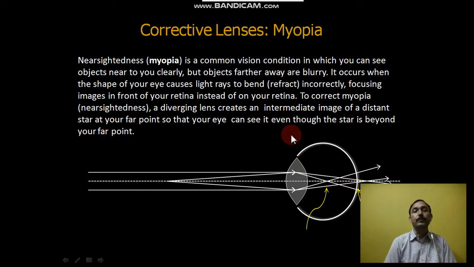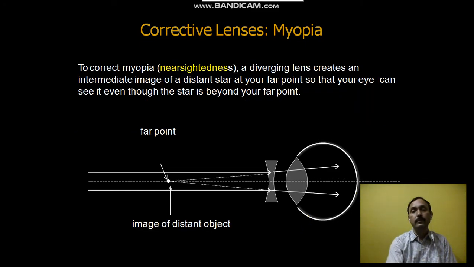So to correct myopia or nearsightedness, a diverging lens creates an intermediate image of a distant star at your far point so that your eye can see it even though the star is beyond your far point. So this is the diverging lens that is used, or concave lens.